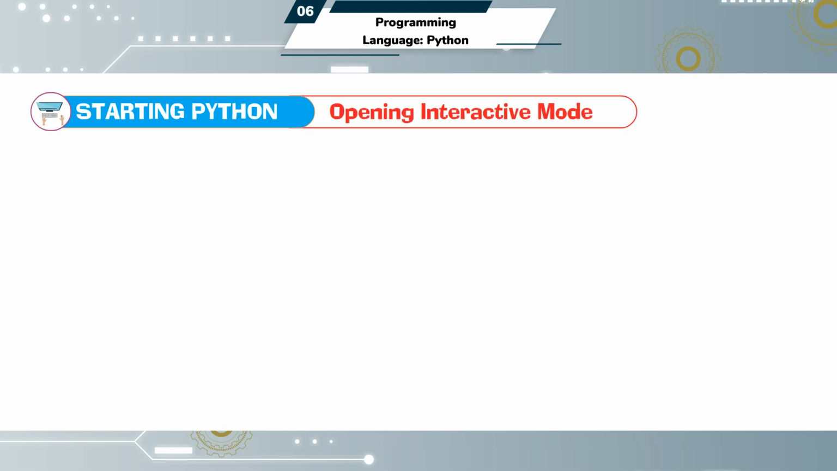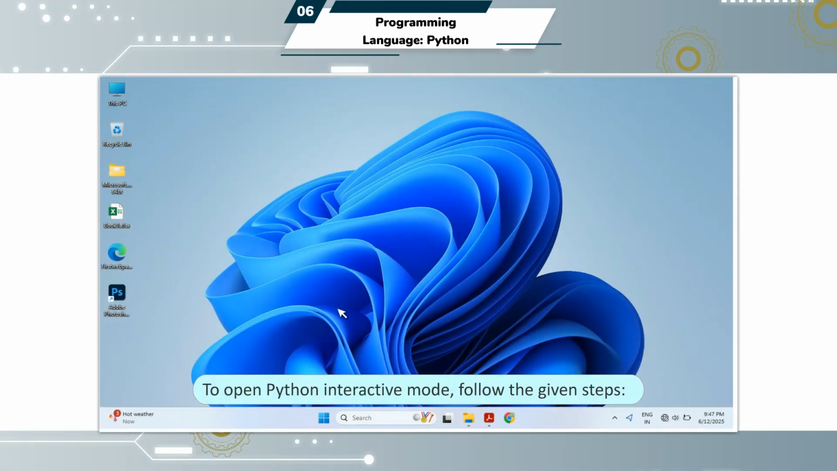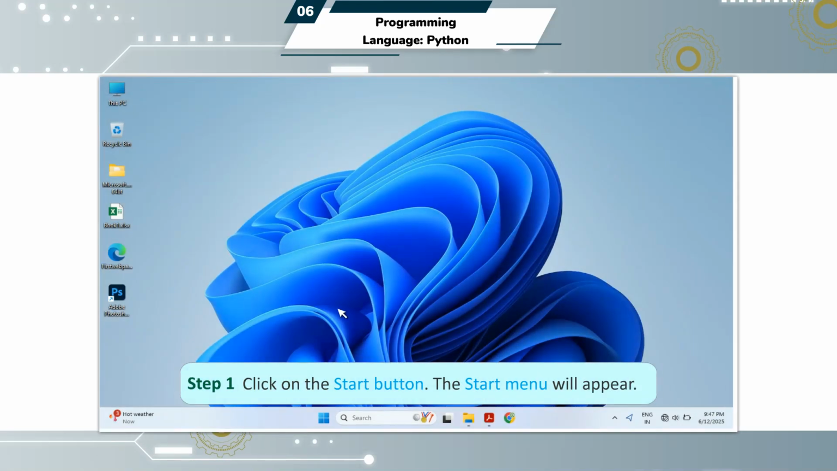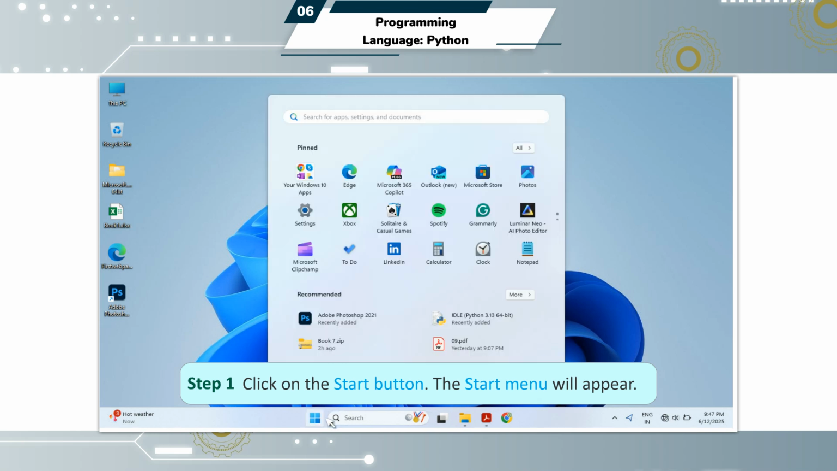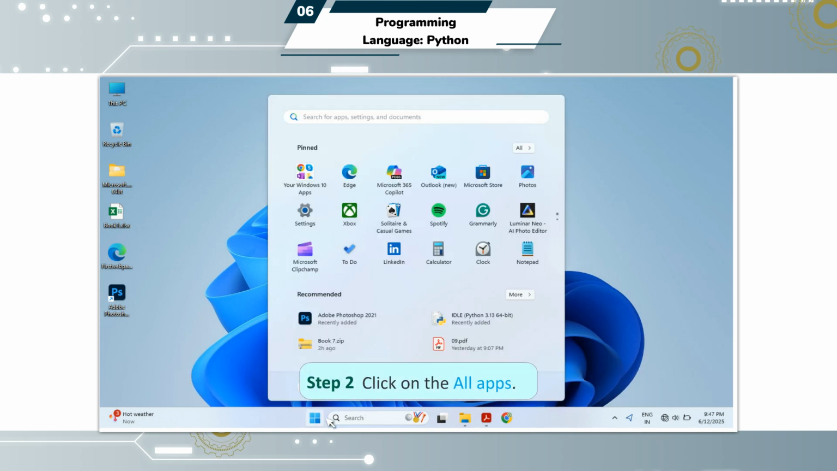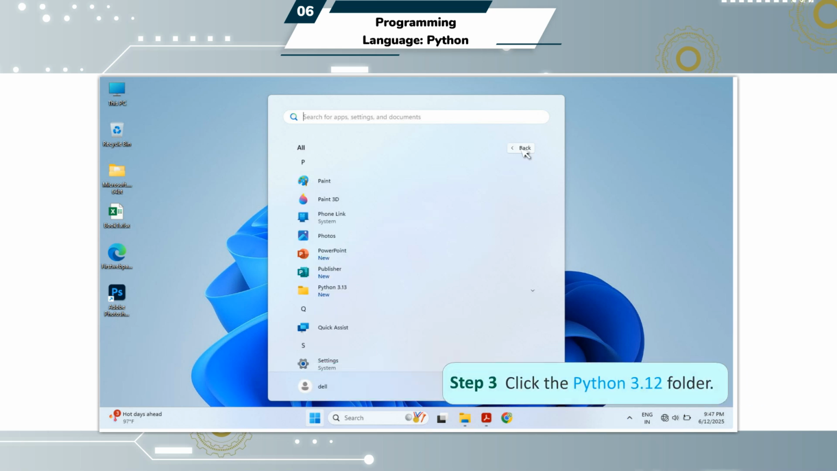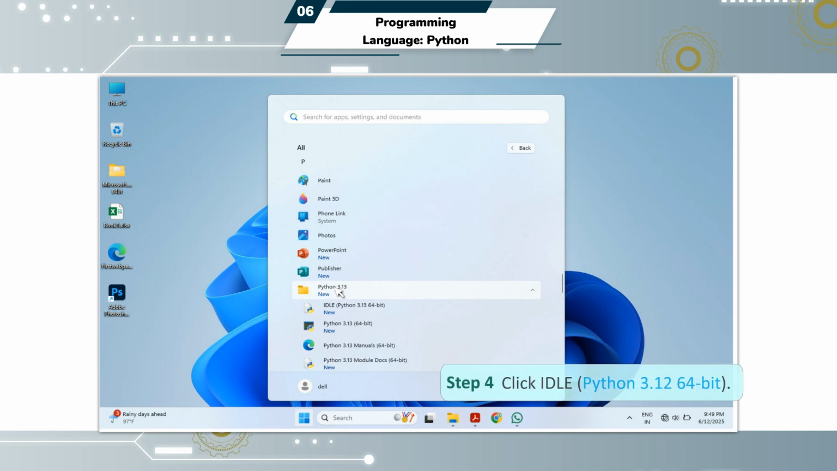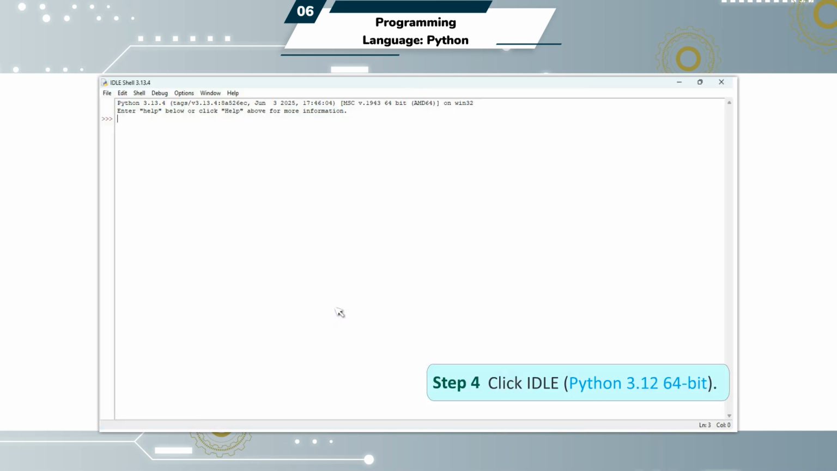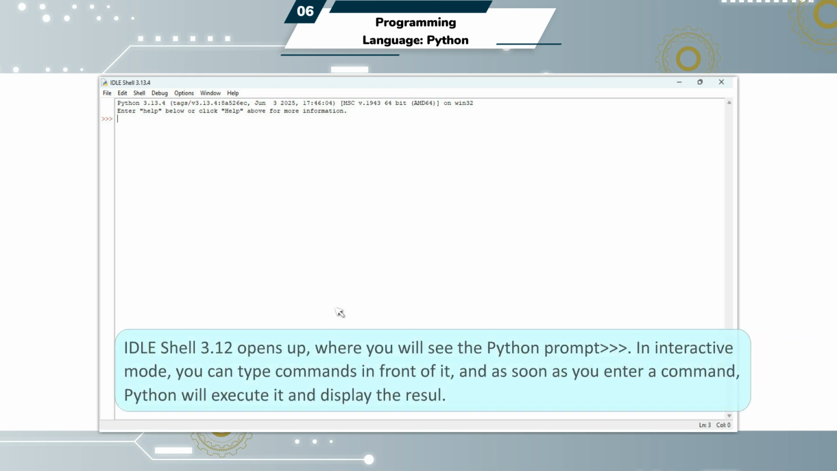Opening interactive mode. To open Python interactive mode, follow the given steps. Step 1. Click on the Start button. The Start menu will appear. Step 2. Click on All Apps. Step 3. Click the Python 3.12 folder. Step 4. Click IDLE Python 3.12 64-bit.